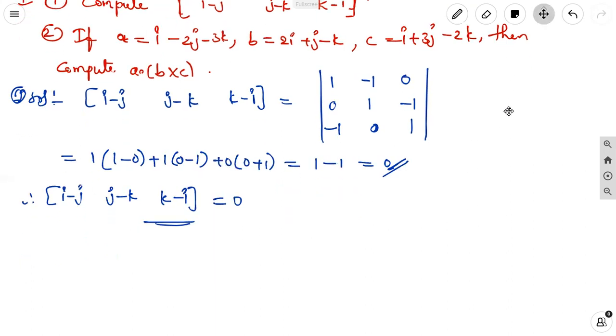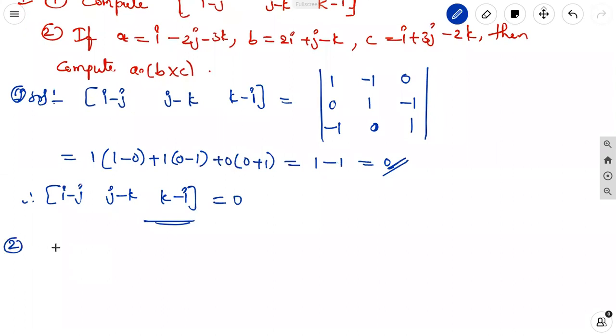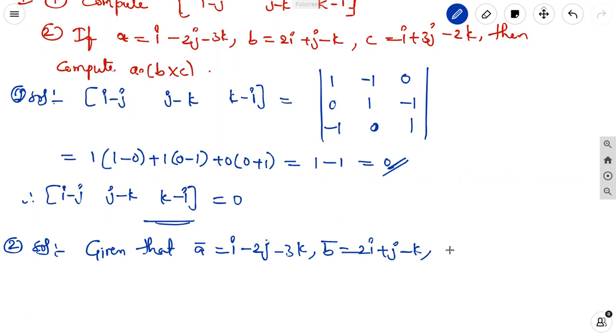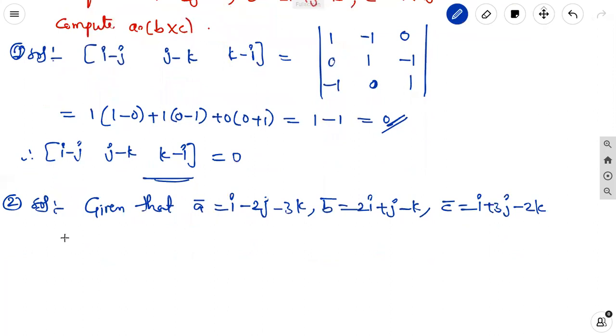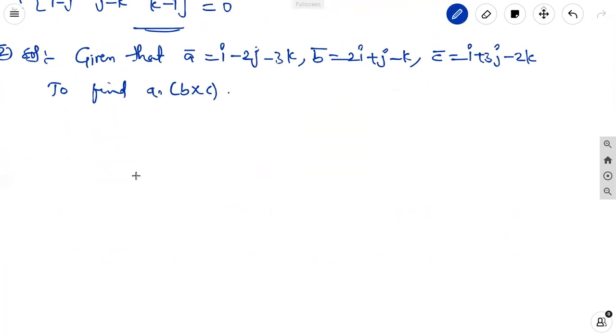The second solution: given the vectors, A vector equal to i minus 2j minus 3k, B vector equal to 2i plus j minus k, C vector equal to i plus 3j minus 2k, compute, or find, A dot (B cross C). First, we can find the cross product between the B vector and C vector.